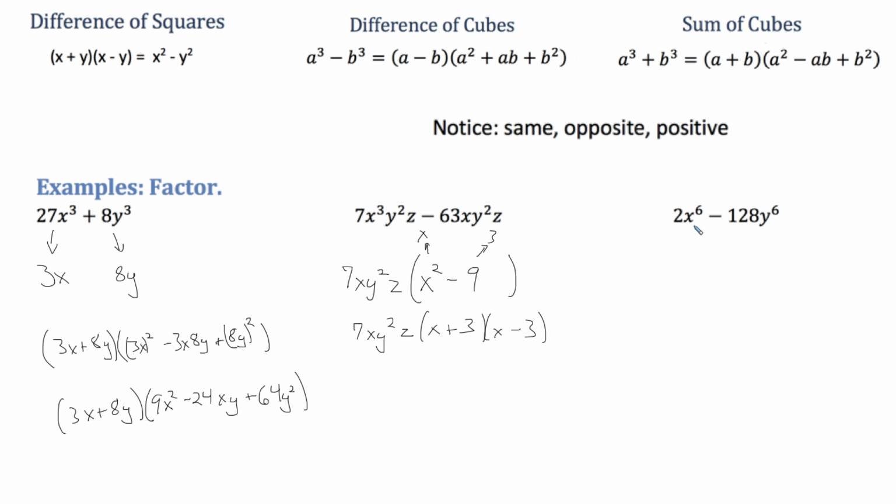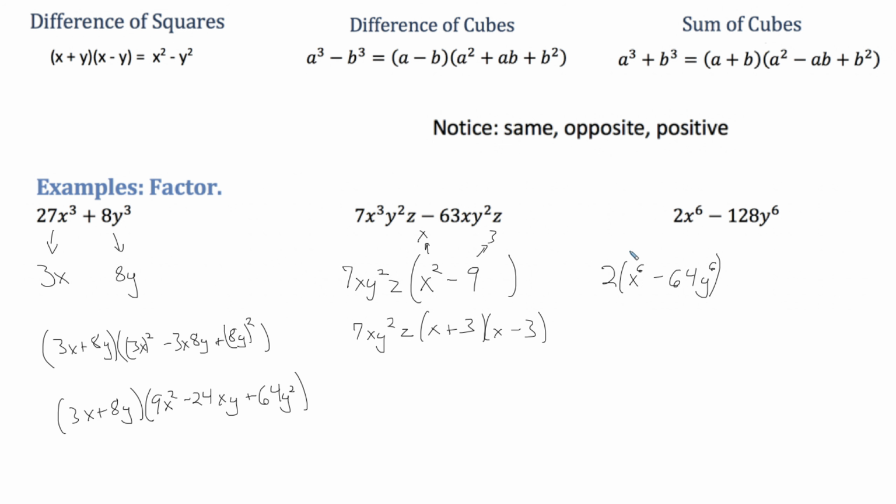Our last one here, we have a 2 in common, which leaves us with x to the 6th minus 64 y to the 6th. And is this a difference of squares? It is. Actually, this is a difference of squares. It's also a difference of cubes. We'll go ahead and start with this, and then once we factor using this, maybe we can go even further.